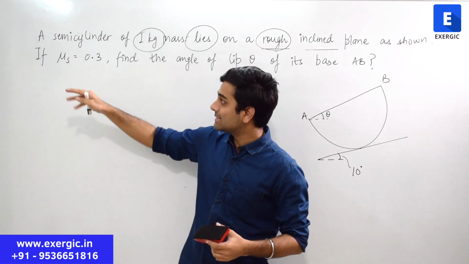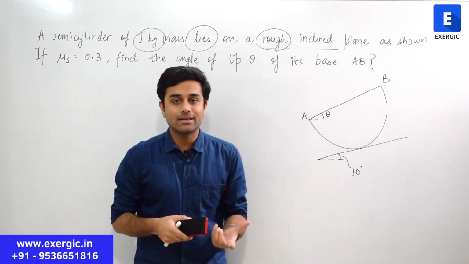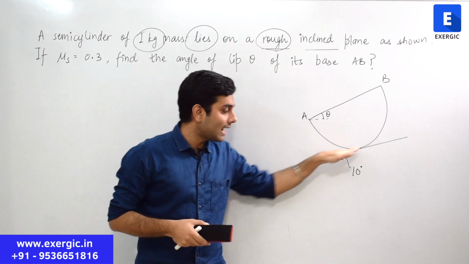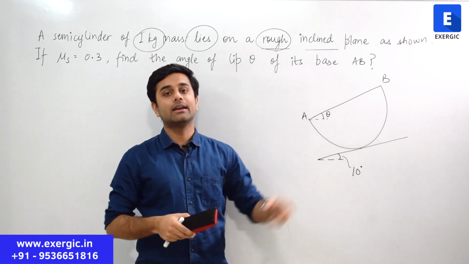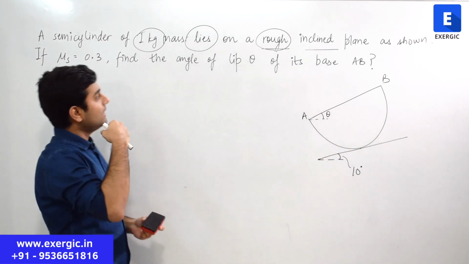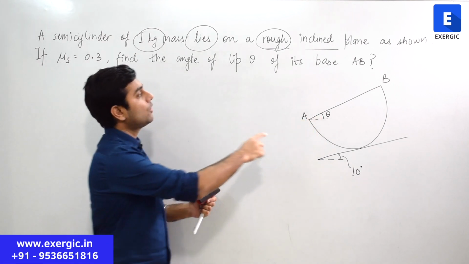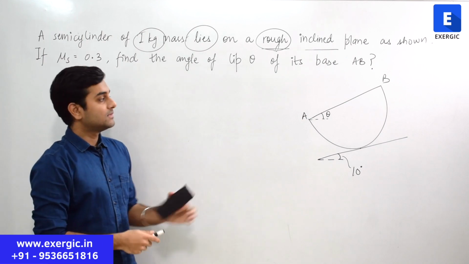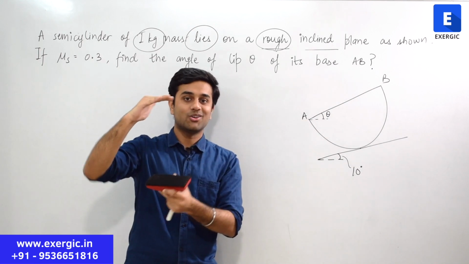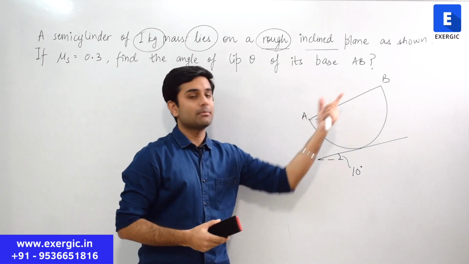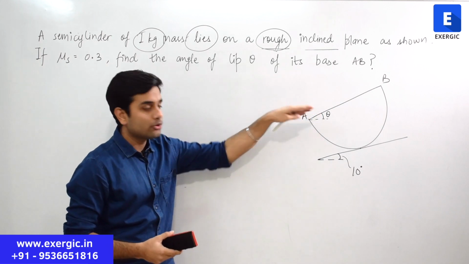The question further says that mu s is equal to 0.3, so this is the rough surface. Obviously mu s is given for this interaction of cylinder and inclined plane. The coefficient of static friction for the inclined plane and the semi-cylinder is 0.3. Then find out the angle of tilt theta. This is the angle theta of its base AB. This semi-cylinder has a base AB. Although the base is currently on the top, not on the bottom, it is called the base AB of the semi-cylinder. So this angle theta you need to find out.